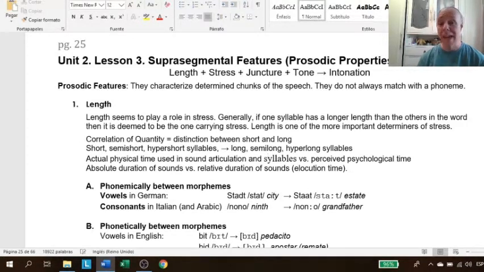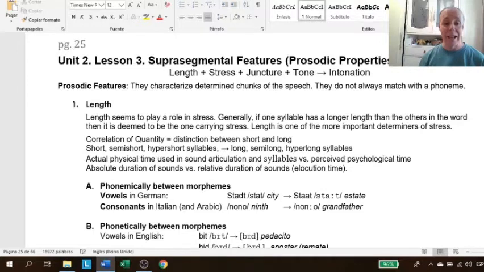Supra comes from Latin. Supra means around the segment. So around the segment, meaning that we're dealing with sounds, but suprasegmentals are related to sounds, but they are not sounds themselves. All right, and I will exemplify, and you will understand that. The first of the 5 suprasegmental features we're going to cover is length.